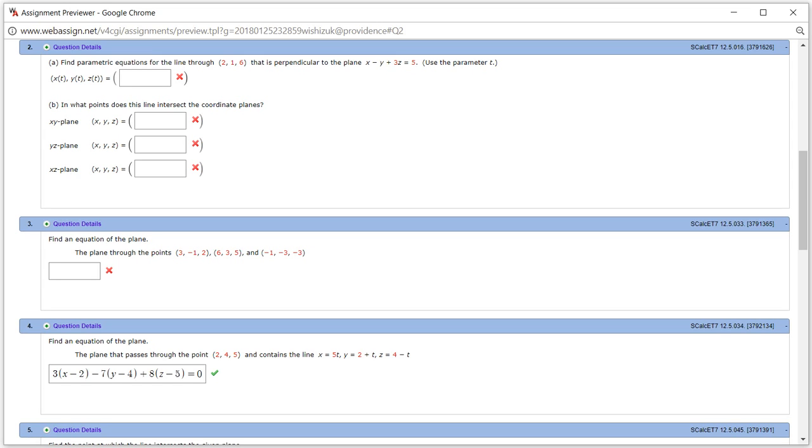All right, let's look at homework 12.5, problem number 2. Part A: we want to find the parametric equation for the line through (2, 1, 6) and perpendicular to the plane x minus y plus 3z equals 5. All right, so let's do that.